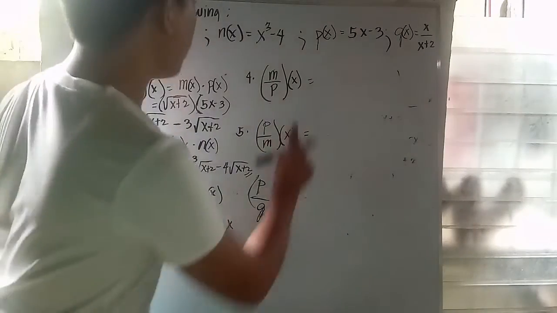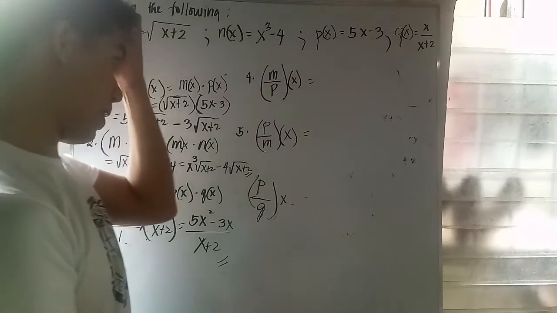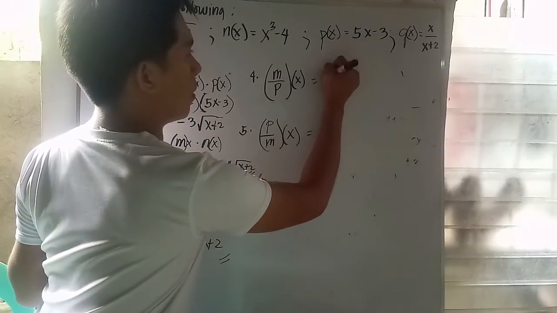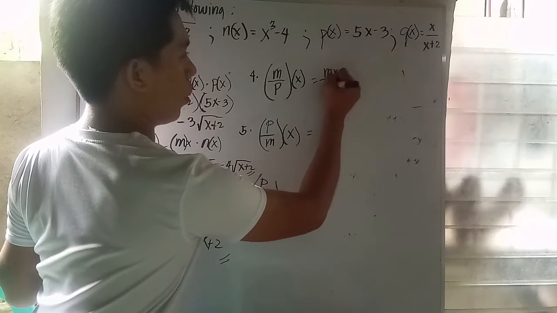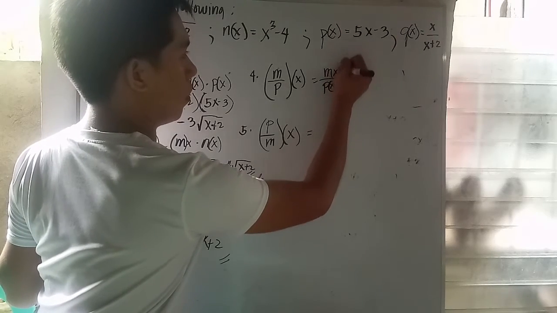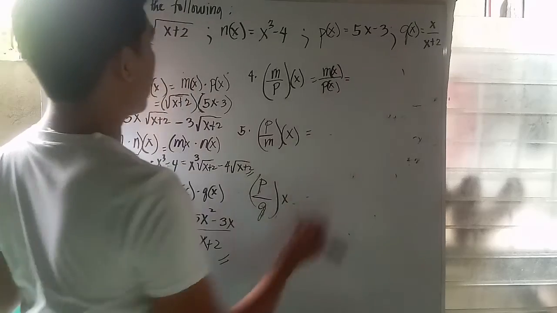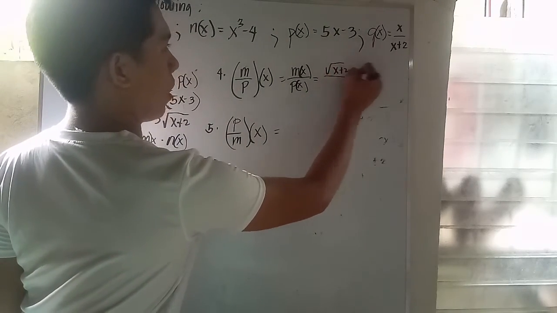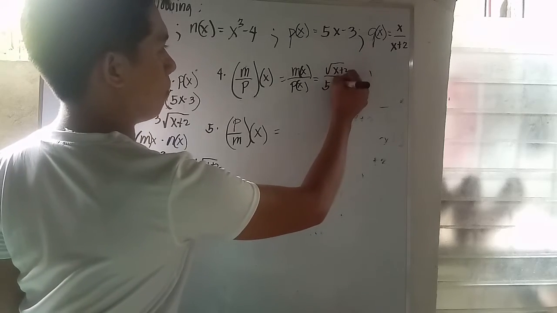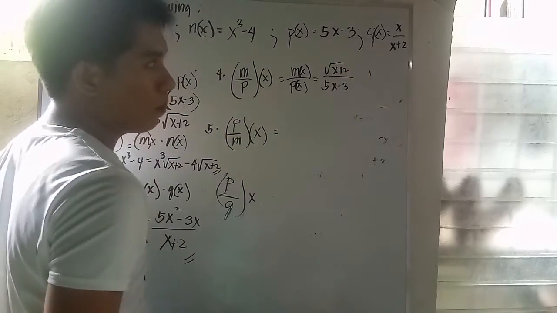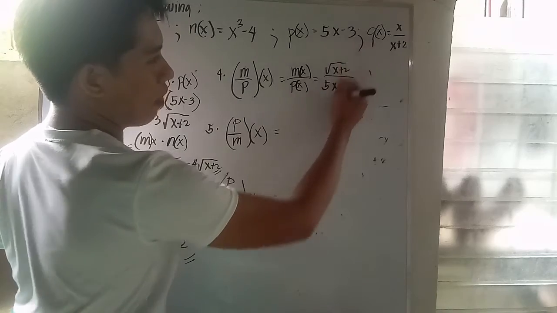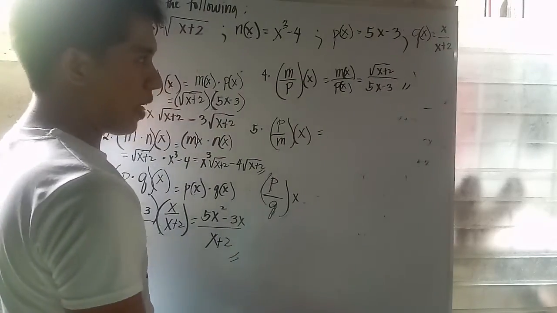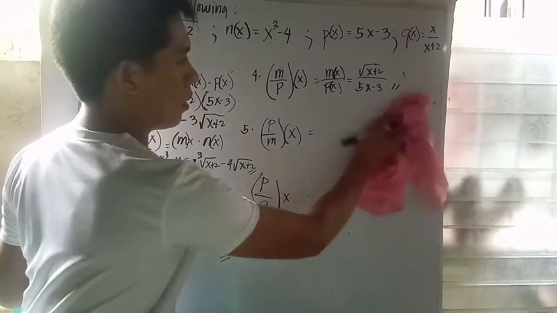Here, m of x over p of x. We will divide. What is m of x over p of x? Our m of x is square root of x plus 2, and our p of x, we have 5x minus 3. Since we cannot divide 5x minus 3 to square root of x plus 2, that would be the answer. We cannot simplify it anymore.